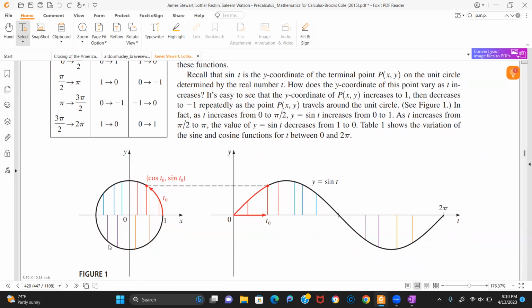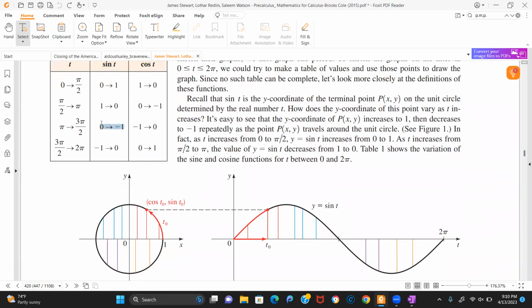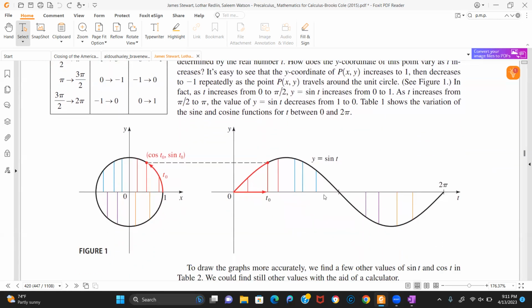And then as you start going towards 3 pi over 2, now the y coordinates are getting negative, and they're approaching negative 1. That's why we have this row here like this. So you cross the t-axis, and then you get towards negative 1, and then you hit negative 1, and that corresponds to 3 pi over 2. And then as you go from 3 pi over 2 to 2 pi, you're still negative, but you're approaching 0, because once you hit the point 2 pi, the y coordinate is 0.